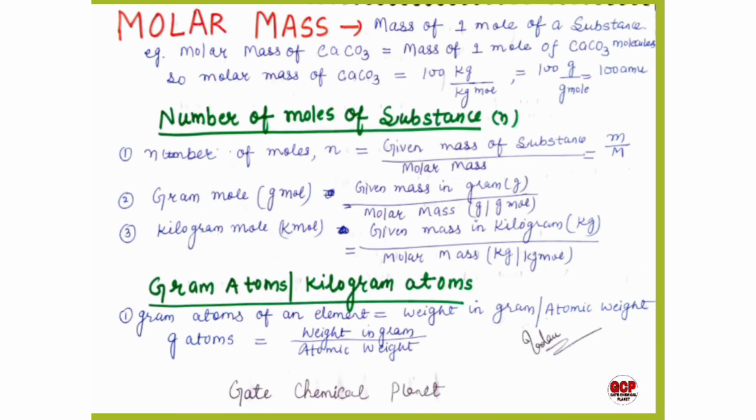Okay, so now we will discuss the molar mass. What do you mean by the molar mass? Mass of 1 mole of substance. For example, the molar mass of calcium carbonate equals the mass of 1 mole of calcium carbonate molecules. So the molar mass of calcium carbonate equals 100 kilograms per kilogram mole, or we can say 100 gram per gram mole, or it is also equal to 100 AMU.